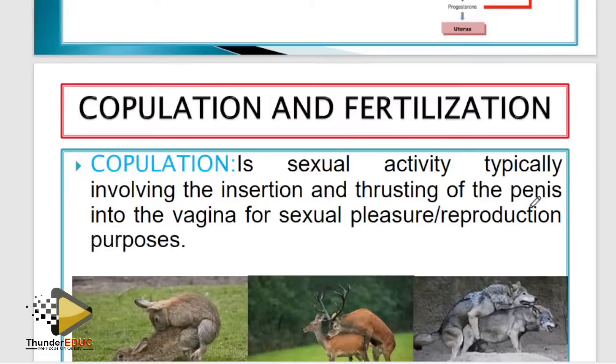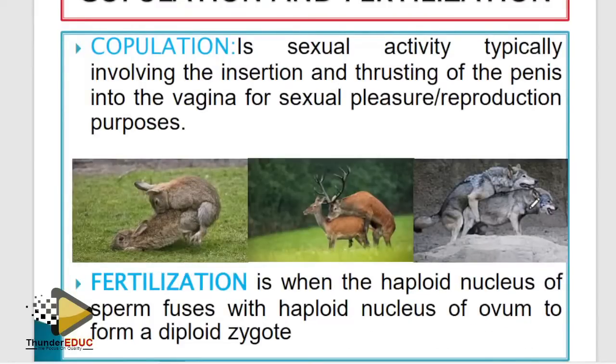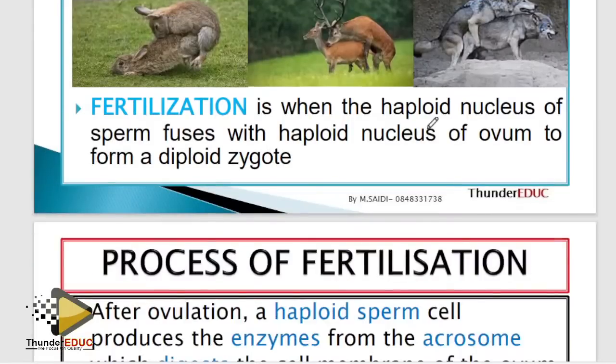Okay, copulation. Copulation, obviously, is sex, but you explain it. Fertilization is when the haploid nucleus of the sperm fuses with the haploid nucleus of the ovum to form the diploid zygote. That's the best answer. If you have another answer, cool, but make sure that you write what they gave you in the booklet.